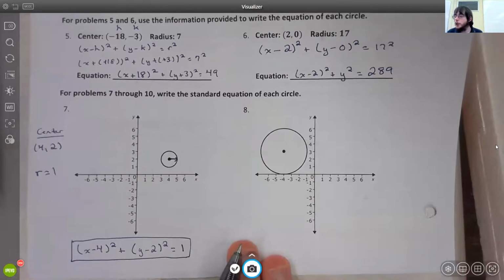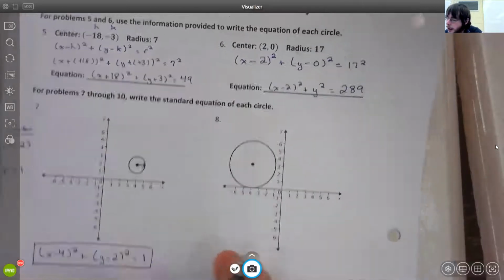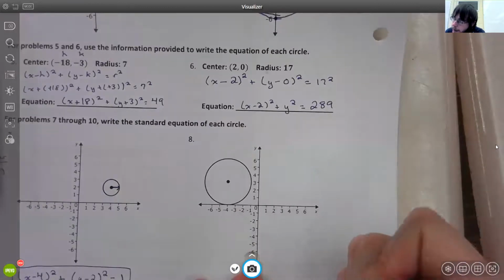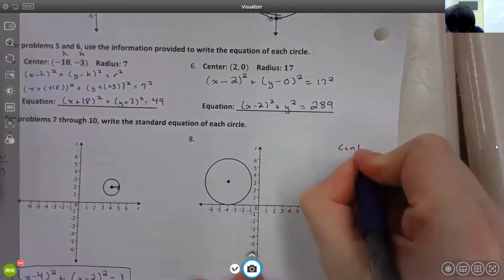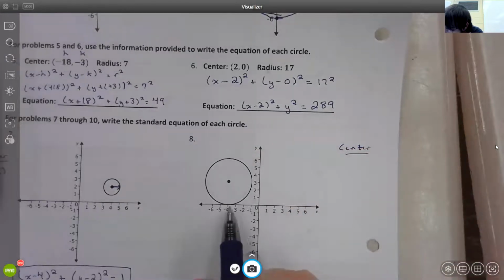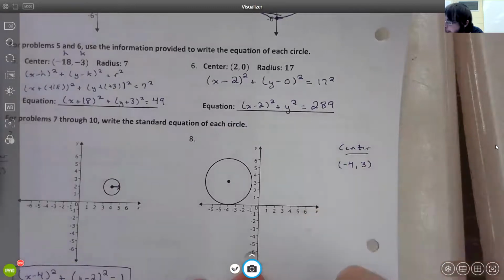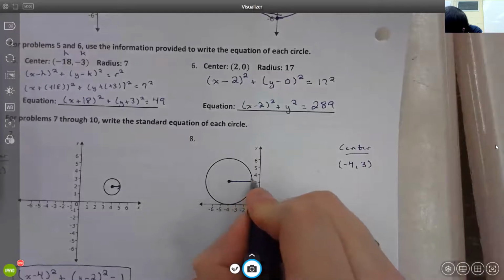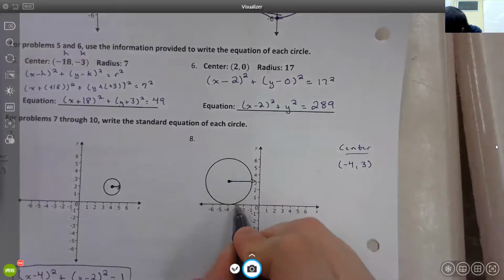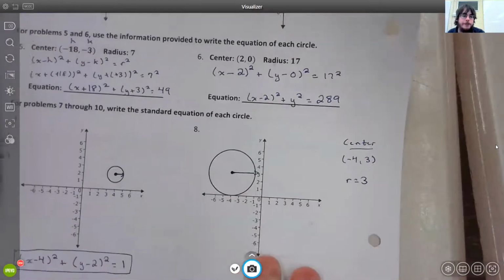So see if you can do number 8, pause the video, and then come back and look at it. All right, so number 8, we need the center and we need the radius. Well, our center here we can see is (-4, 3). And if we start from the center and go to the edge, we can see that we have to go 1, 2, 3 units. So our radius is 3.